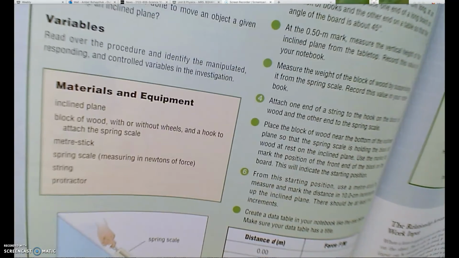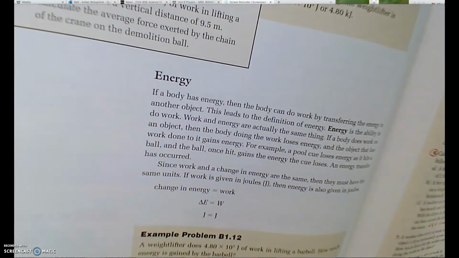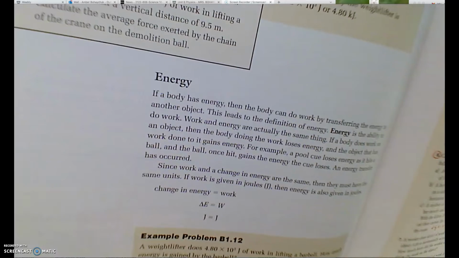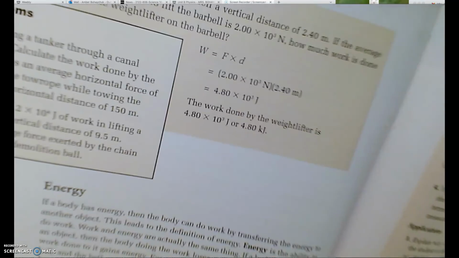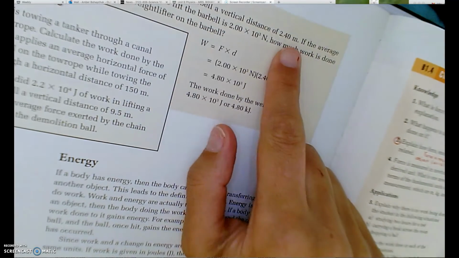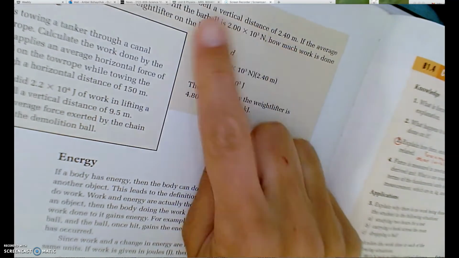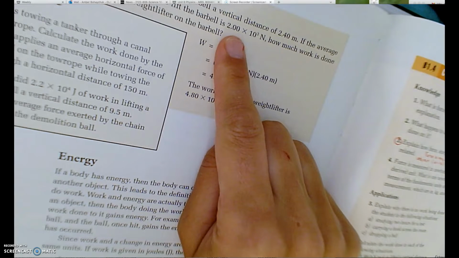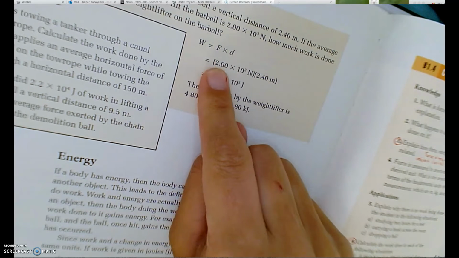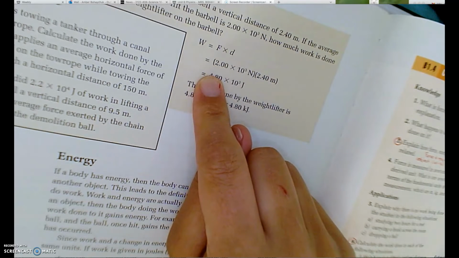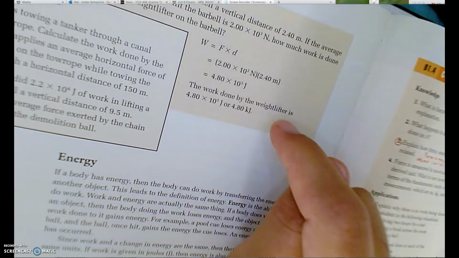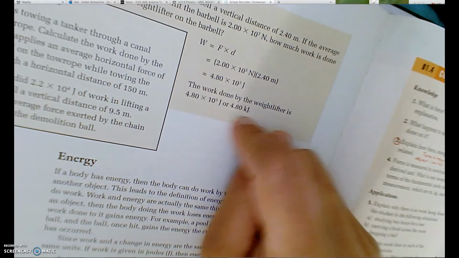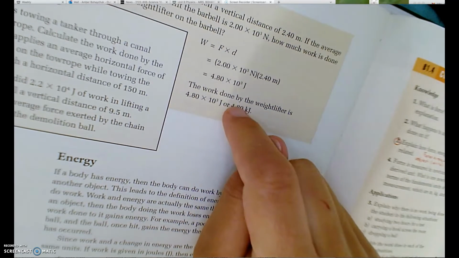Let's do some practice. We're using our textbook, page 160. They have some examples for us here, like lifting a barbell 2.4 meters, and this is the force they need. What is the work? Work is force times distance. That times that is that. Sometimes they put it in kilojoules so that it's not times 10 to the 3.